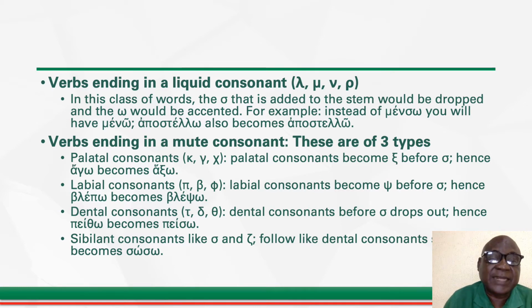Dental consonants, tau, delta, theta, will drop out before sigma. Therefore, peitho will become peiso. The theta drops out and the sigma comes in. And in the case of sibilants, like zeta, they also behave like dentals. For example, sozo will become soso.